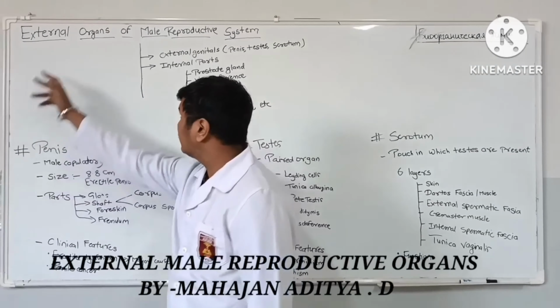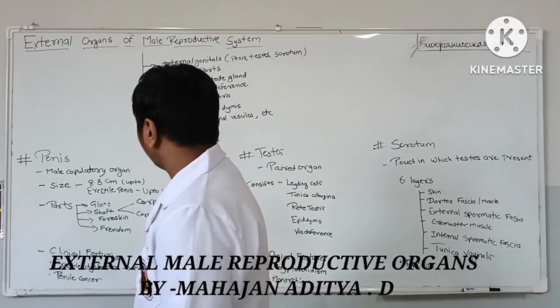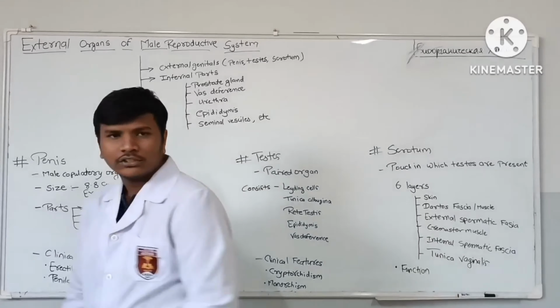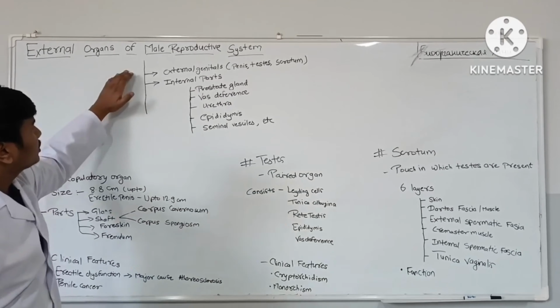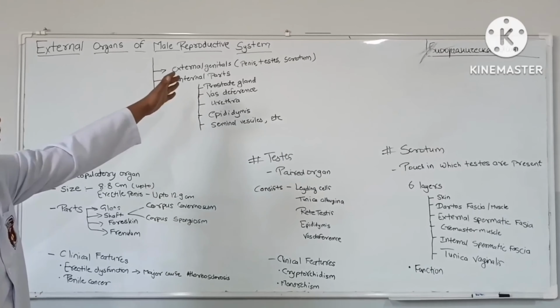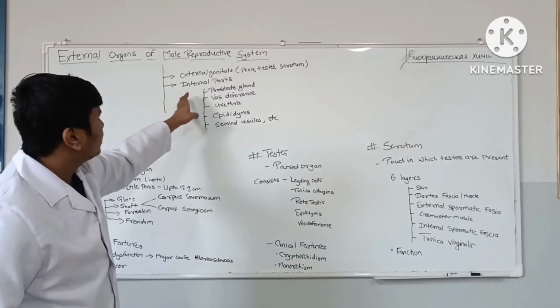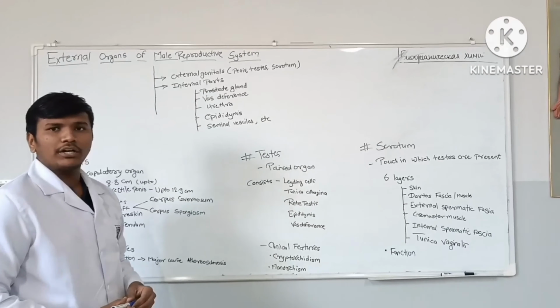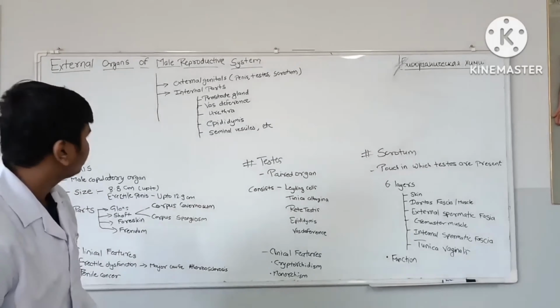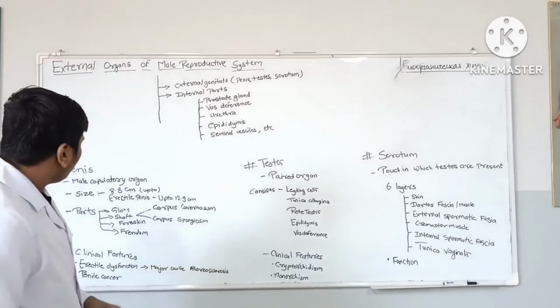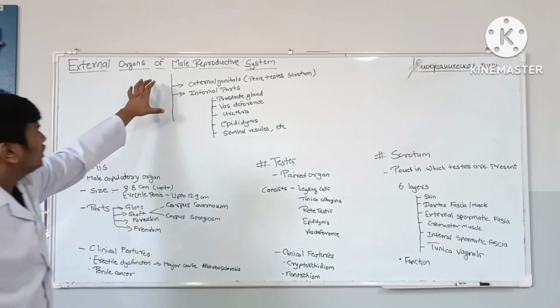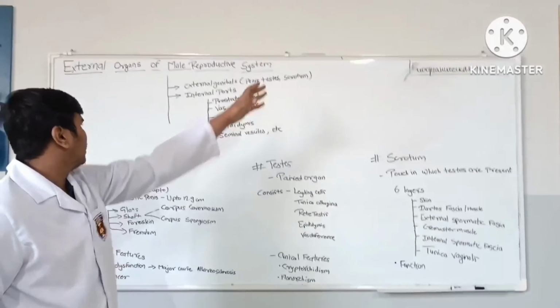Today I am here to explain the external organs of the male reproductive system. The male reproductive system contains two parts, external organs and internal organs. External organs contain the penis, testis and scrotum. Internal parts contain the prostate gland, vas deferens, urethra, epididymis, seminal vesicles and so on. But today I will explain only the external genitals: penis, testis and scrotum.